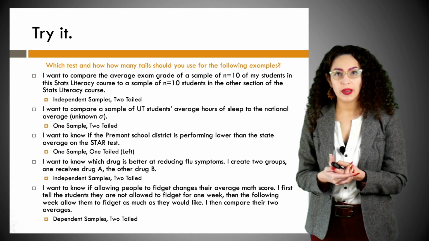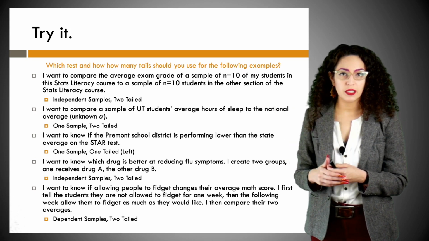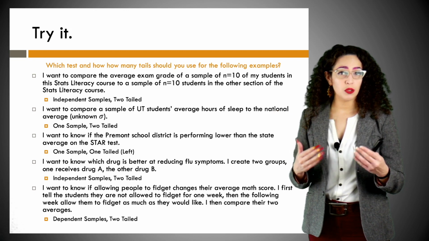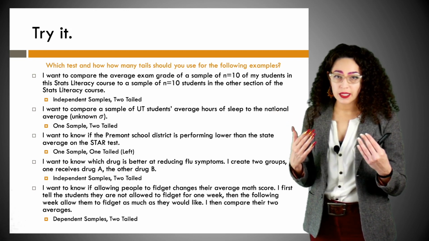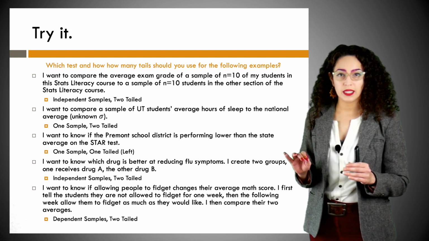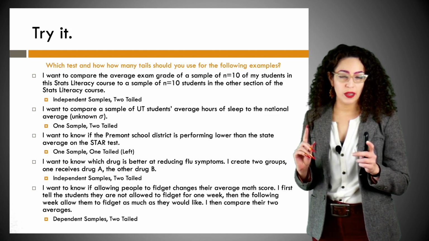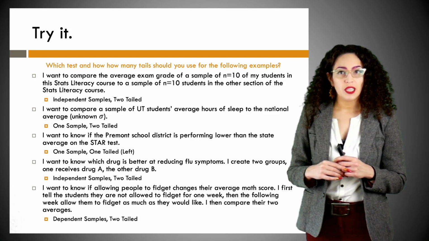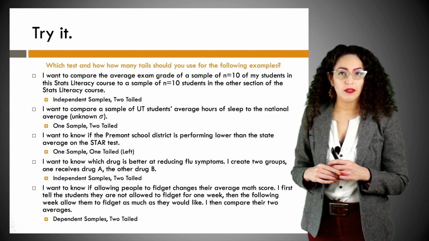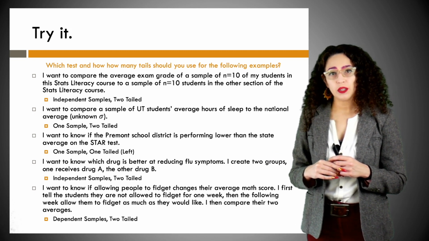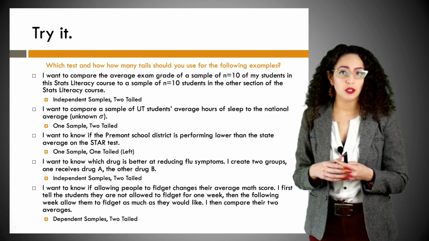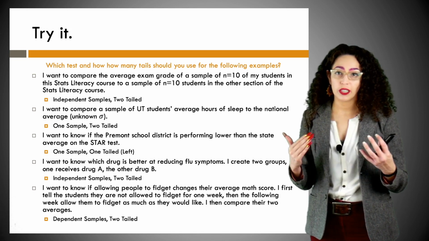Number 1, I want to compare the average score of one of my stats literacy courses to the average of my other stats literacy course. I have 2 independent groups, so that means I'm going to be doing an independent samples t-test, and it is two-tailed because I make no assertion of which class is going to do better. Number 2, I want to compare a sample of UT students' average hours of sleep to the national average with an unknown sigma. We are going to be using a one sample test because we only took a sample of the UT students, and it is two-tailed because, again, we make no assertion of direction.